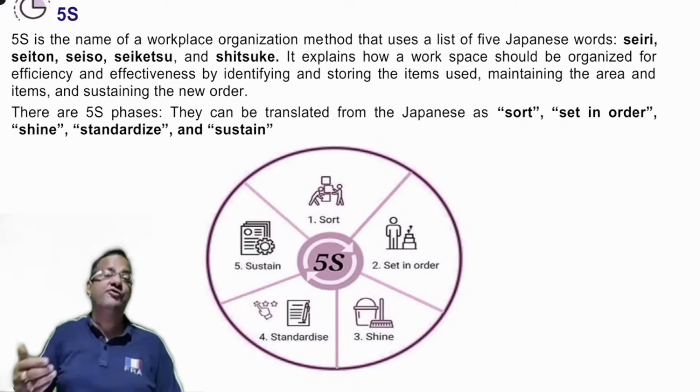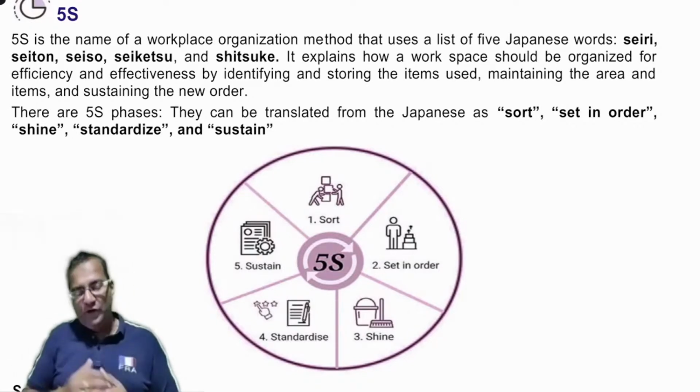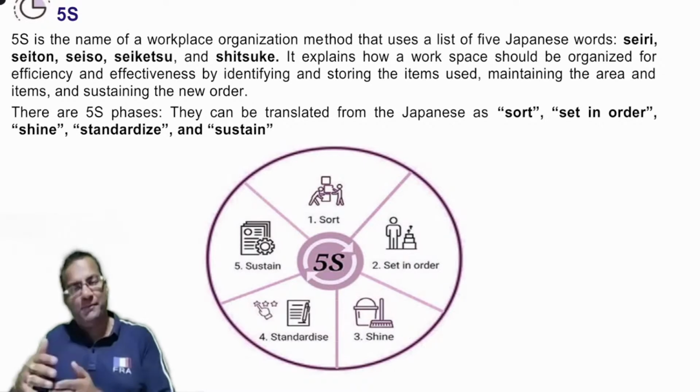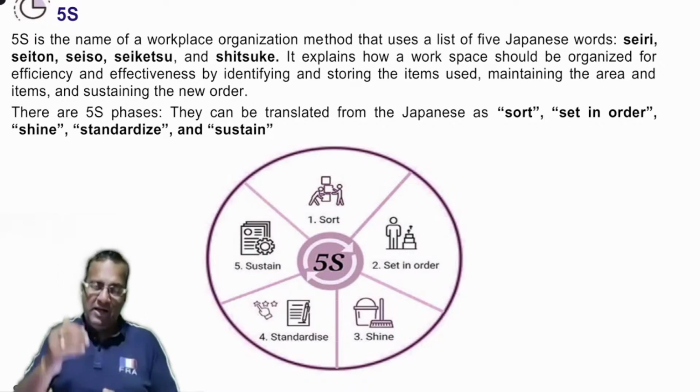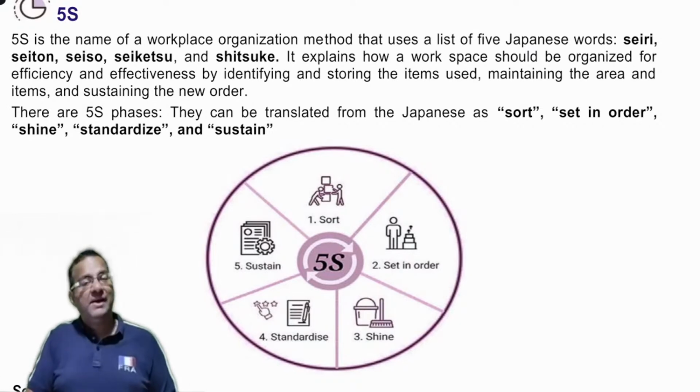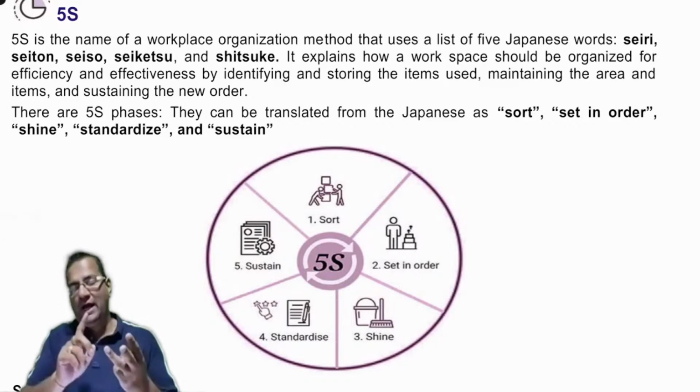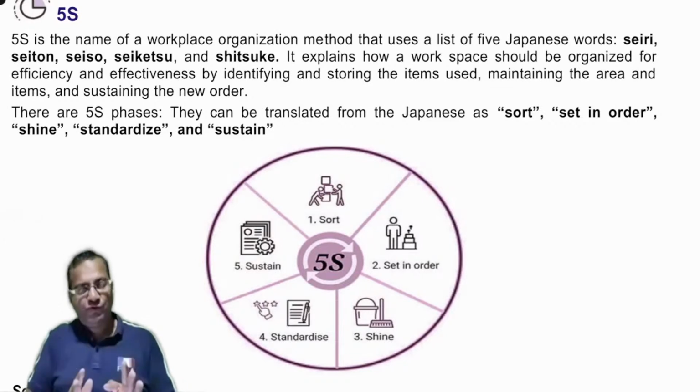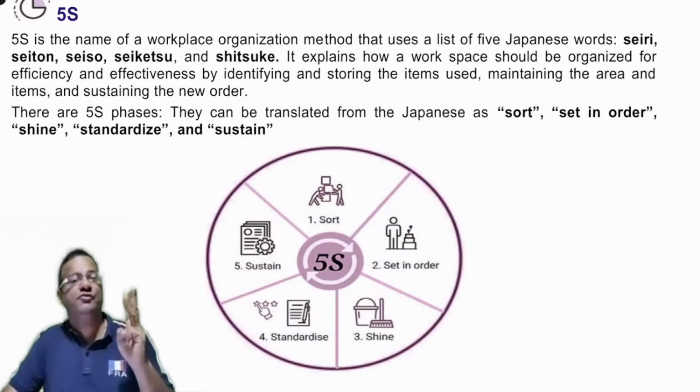And the last one is sustain. Once a period is over, you should have a periodic review. It can be a quarterly review, it can be a half-yearly review, so that if any loophole is identified by the audit committee, the same can be rectified in the 3S: sort, set in order, and shine. Basically, out of the 5, the working ones are the first 3.